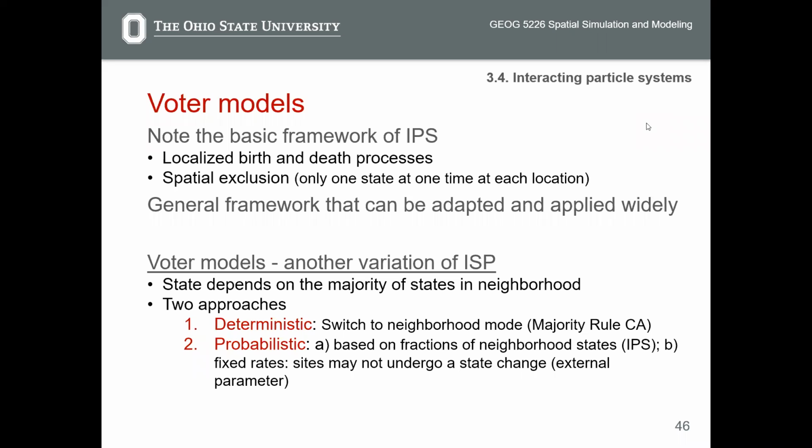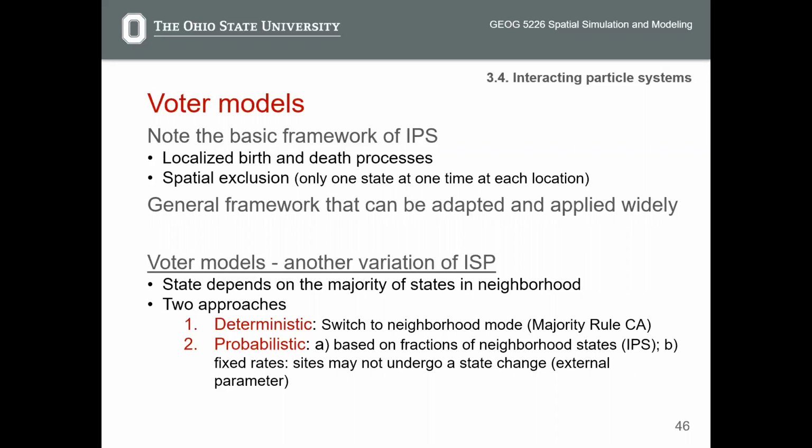Okay, in this video, I would like to introduce another type of aggregation and segregation producing models. Also, you can consider this type of model as another variation of IPS. It's called voter model or voter models. It knows the basic framework of IPS, localized birth and death processes, right?